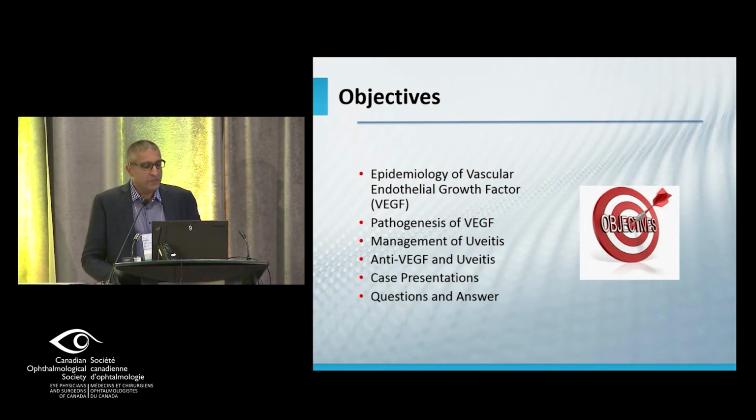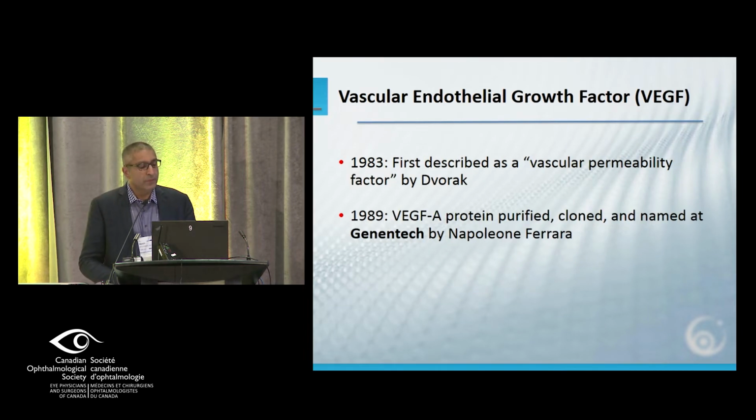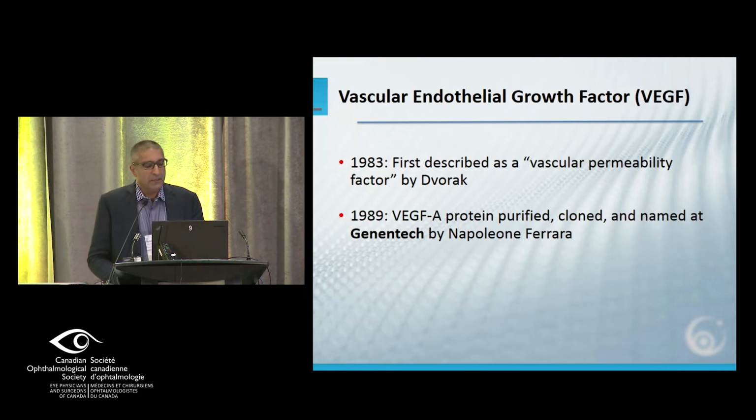There's a little history around VEGF if you think where we are in 2018 and how it started. Amazingly, it was first hypothesized in the mid-1900s by Michelson, who thought factor X was involved in retinopathies. And later, Judah Folkman, who described angiogenic factors in tumor angiogenesis. Subsequently, vascular permeability factors were described by Dvorak, and in the late 1980s, Genentech and Napoleone Ferrara described VEGF-A.